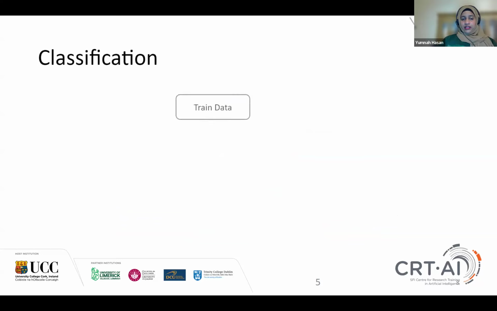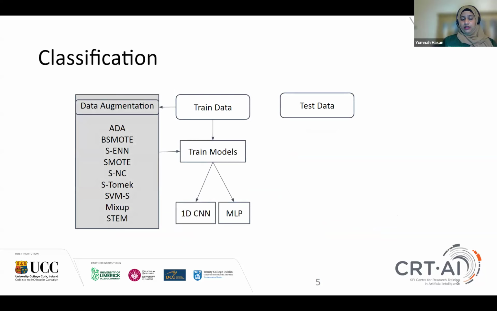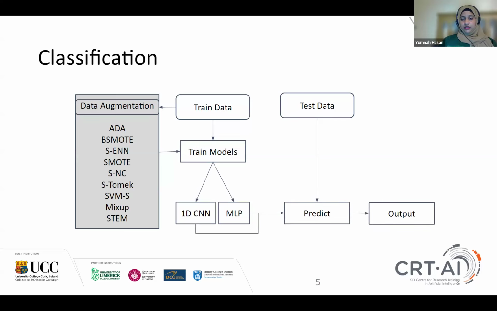Afterwards, for the classification, we trained the data and we applied several data augmentation methods. So the augmentation methods are oversampling or the hybrid that contains a mixture of over and undersampling approaches. So we augment the training data and then we train the model. For training, we use two classifiers, one the convolutional neural network and the other a single layer multi-layer perceptron. And then we test on our unaugmented data and give the prediction whether it's normal or abnormal.